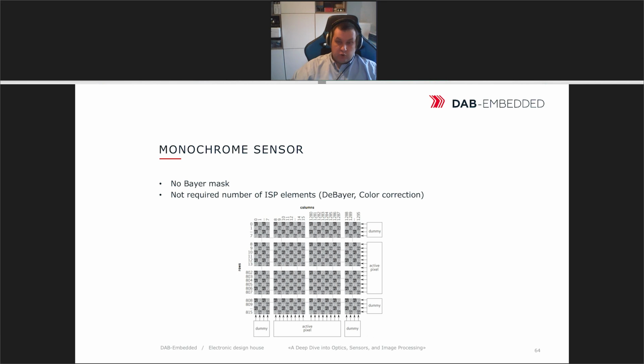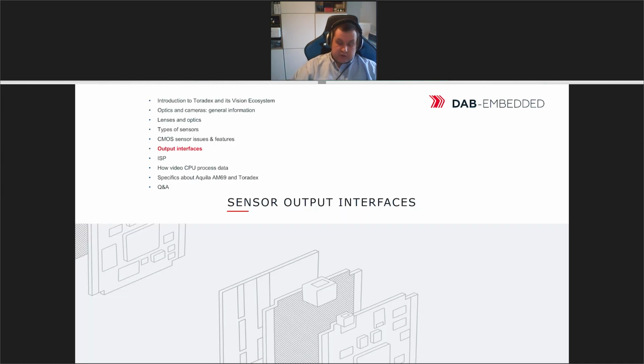A monochrome sensor is a bit simpler. There is no Bayer pattern mask, no color filters, so you can skip a number of blocks in the ISP.